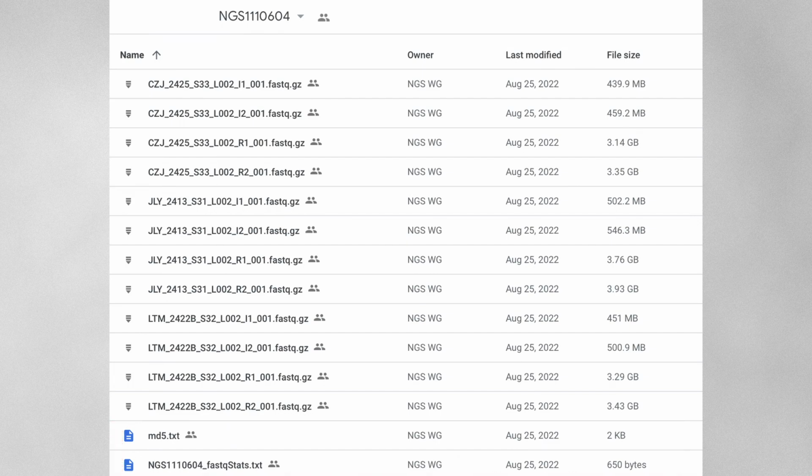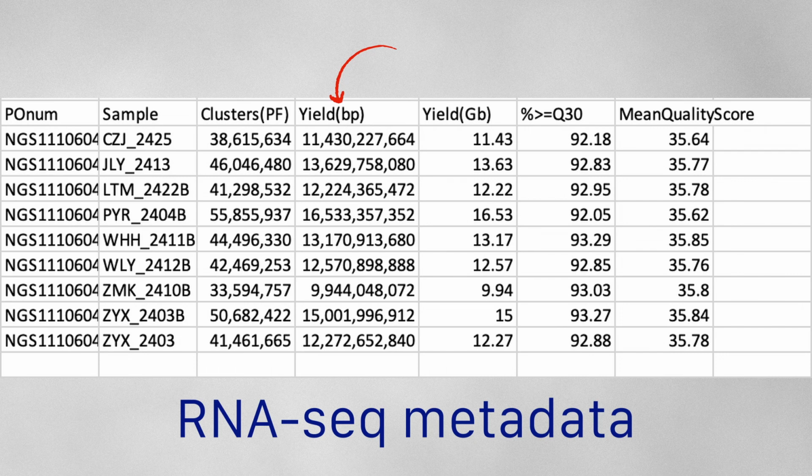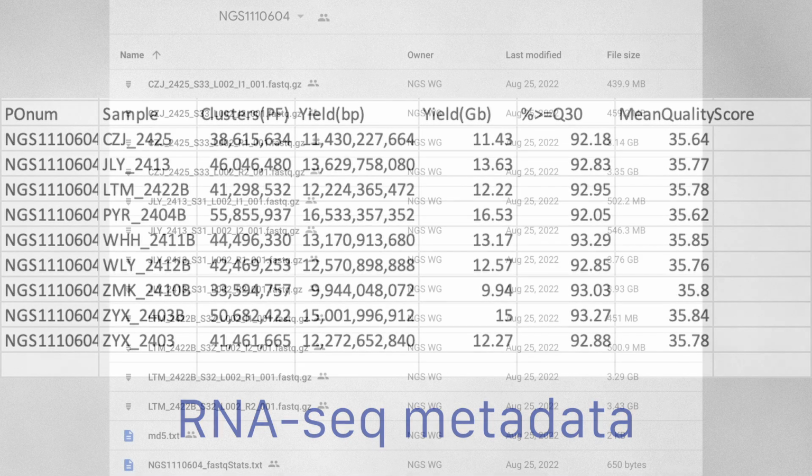This metadata would usually comprise the sample names, the total yield obtained in base pairs, the percent of reads that have greater than or equal to quality 30, which is the threshold for next generation sequencing, and also the mean quality scores.